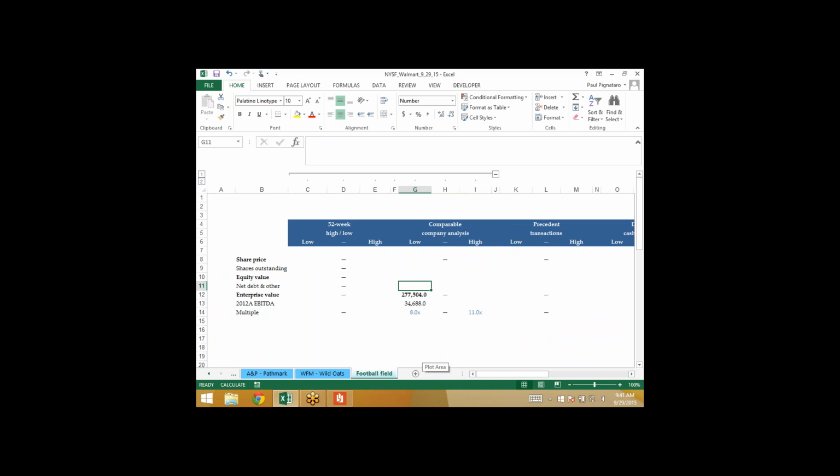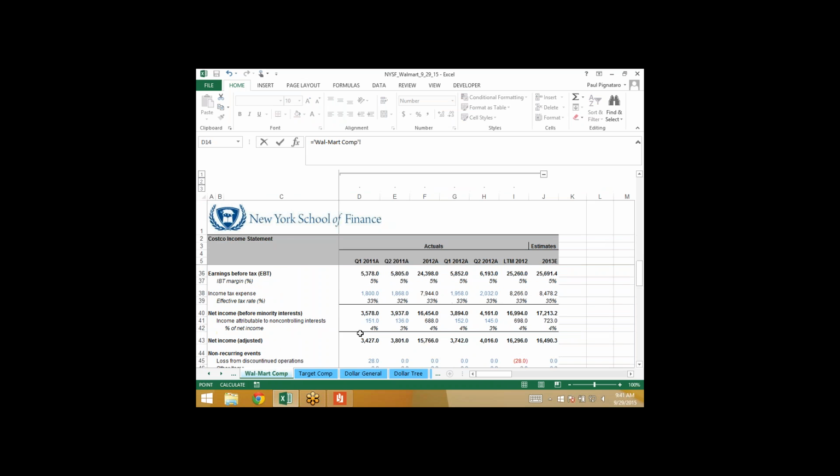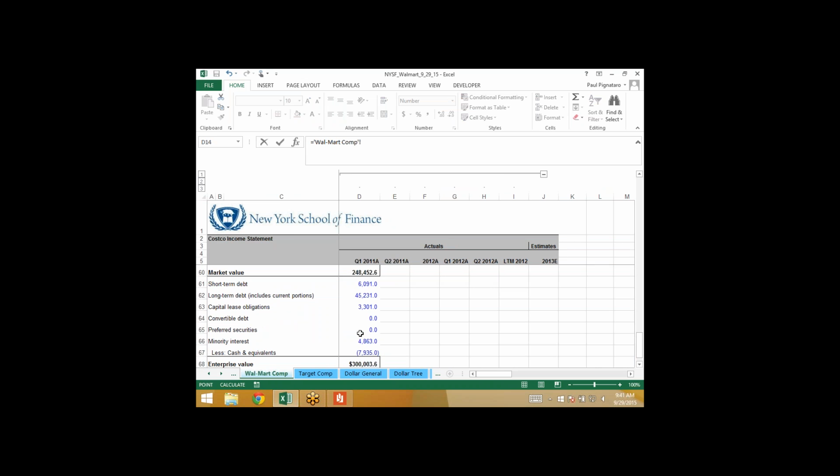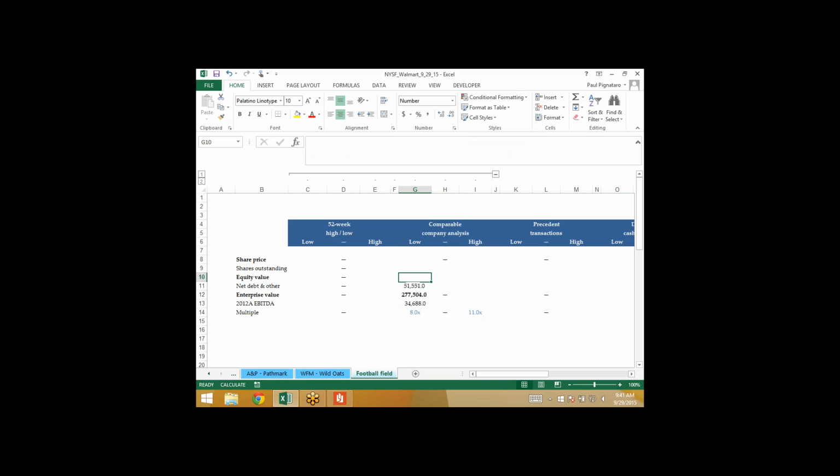That's the enterprise value. And then I want to go from enterprise value to equity value, so I add net debt. Now I know I probably would have had already calculated the net debt in the Walmart comp. Do I have the net debt? I'm sure. Here it is. Short-term debt plus long-term debt plus capital lease obligations. Just adding, I guess I could have done a big sum formula. I don't know why I didn't. 51551.